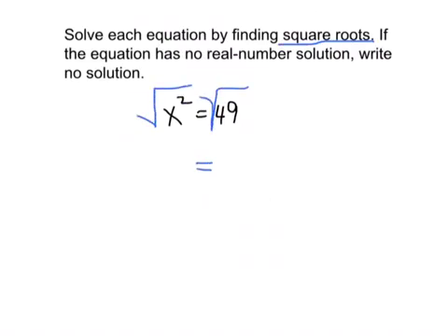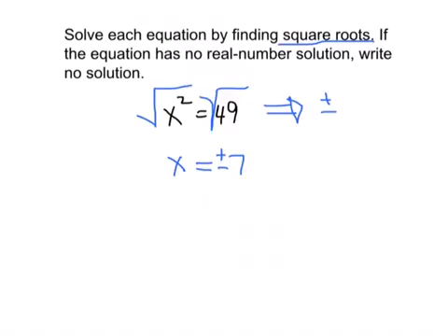And when we do that, x squared square rooted undoes the square, and we just have x. The square root of 49 is 7. And whenever we take the square root of both sides of an equation, we automatically get this plus or minus, so the answer is actually plus or minus 7.